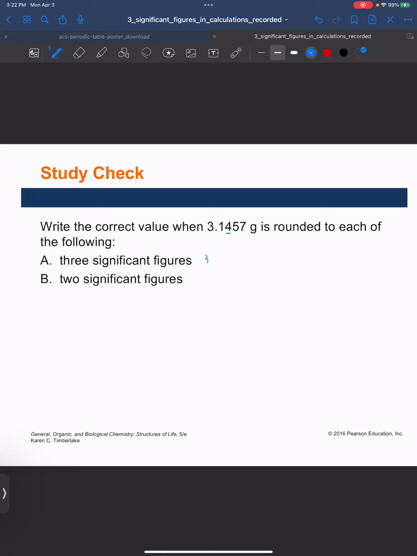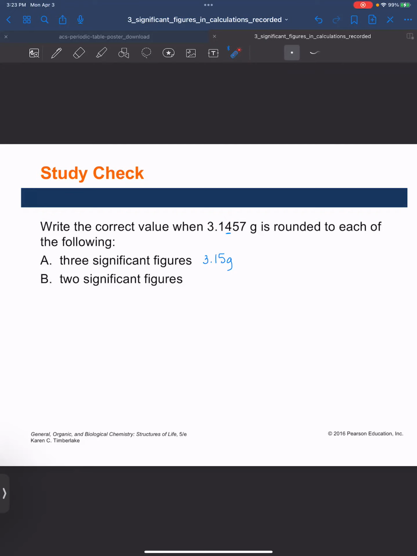So then it turns into 3.15 grams. And then I drop the 5, 7 at the end. No need for placeholders here. This is the correct order of magnitude. So 3.1457 is very similar to 3.15 grams.